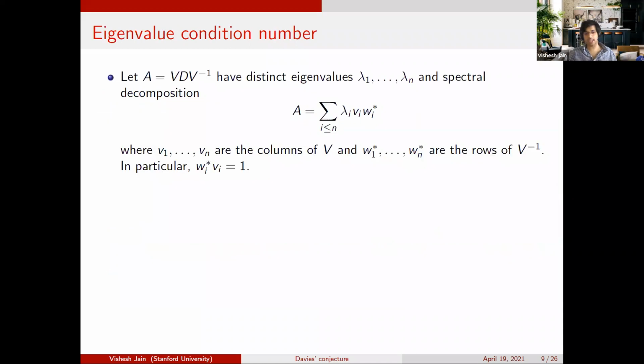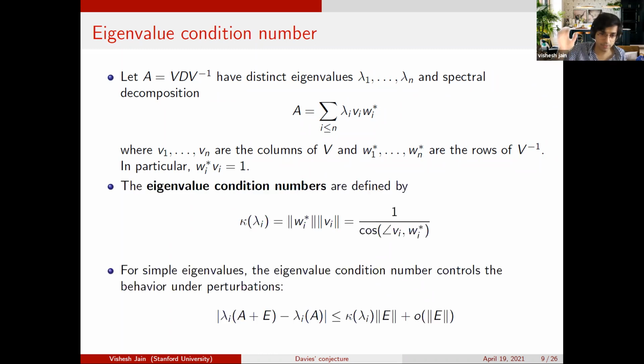Okay, so we spoke about the eigenvector condition number, and now we'll talk about the eigenvalue condition number. The eigenvector condition number is associated to the matrix of eigenvectors, and the eigenvalue condition number, if your matrix has distinct eigenvalues, which without loss of generality you can assume, controls perturbations of individual eigenvalues, right? If the eigenvalues are distinct, it's well defined to talk about how much each individual eigenvalue moves under infinitesimal perturbations, and this is what the eigenvalue condition number tells you. So this is the formal definition here.